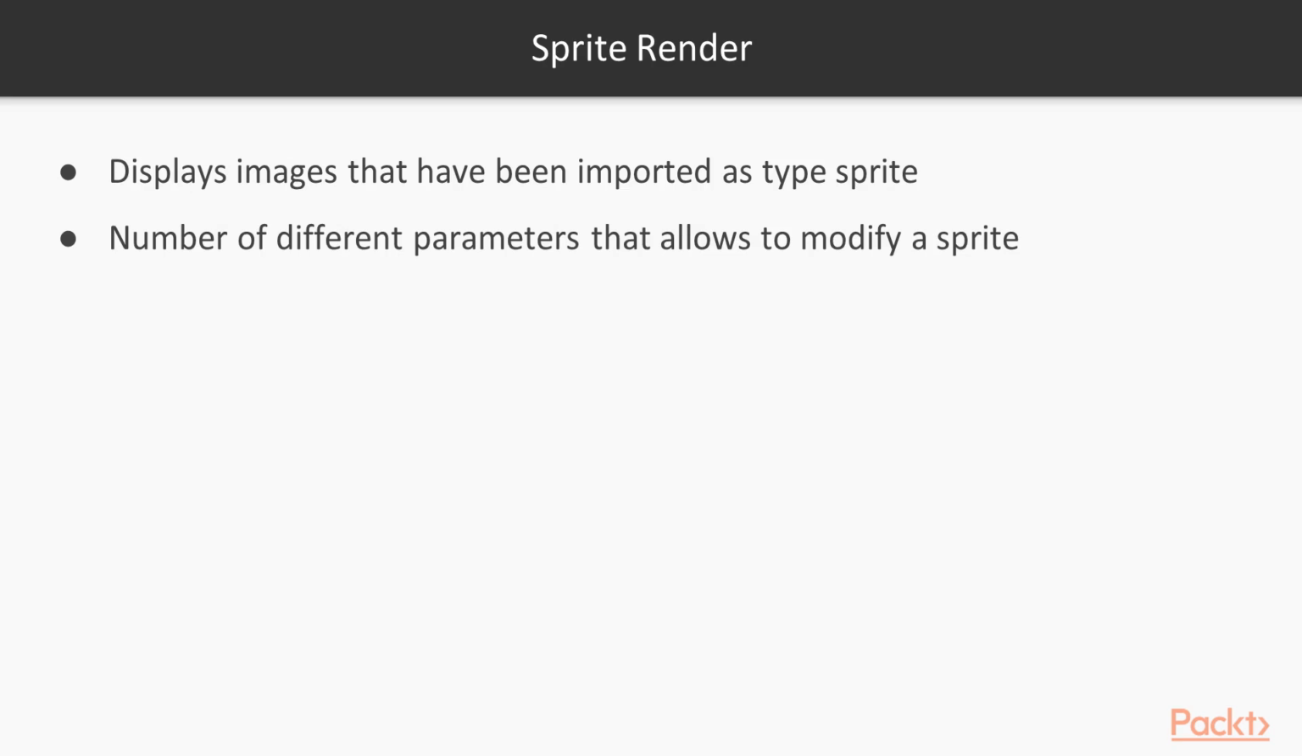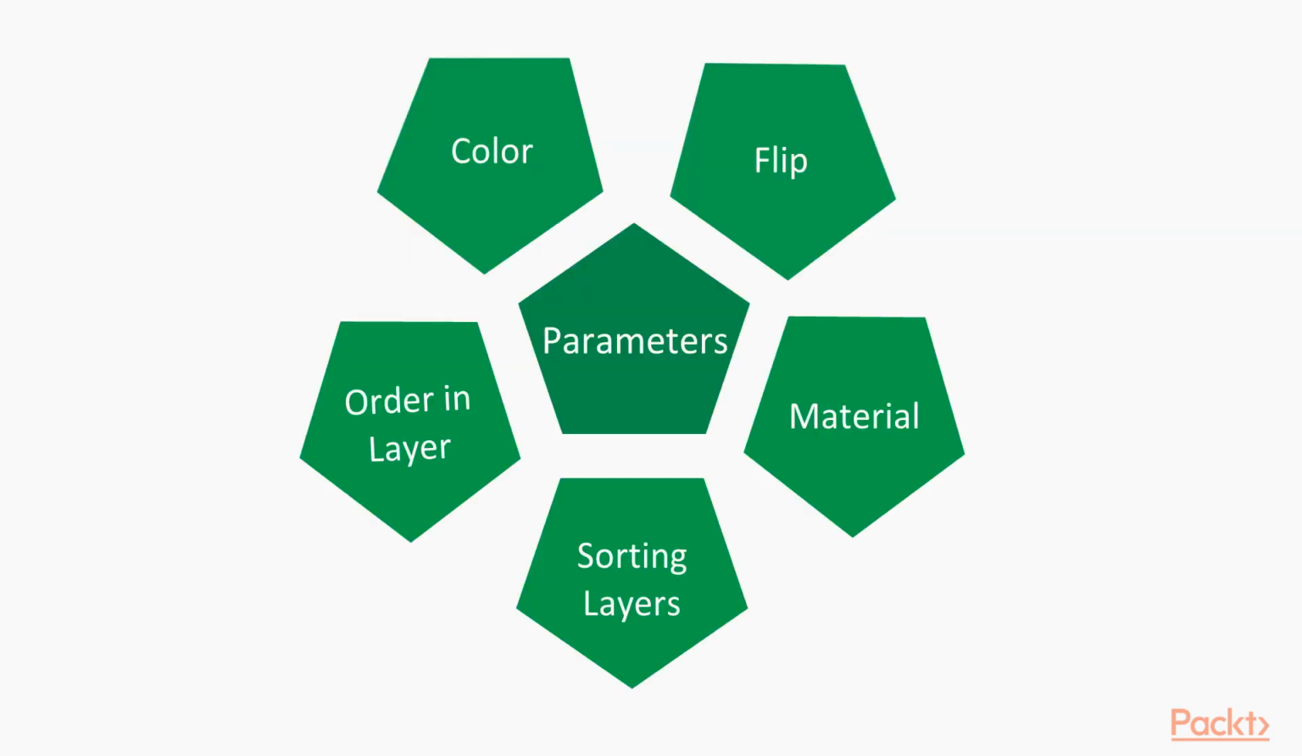We will now look at Sprite Render. The Sprite Render displays images that have been imported as the type sprite. There are a number of different parameters within the Sprite Render that allow you to modify a sprite. We will look at them here. The first one is color. Color allows you to change the color value and the value of the alpha channel of a sprite.